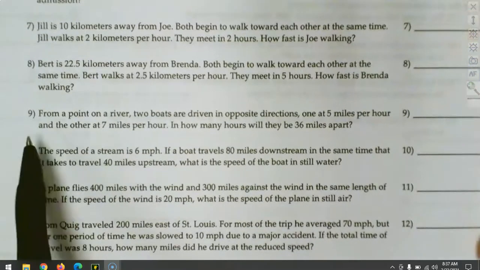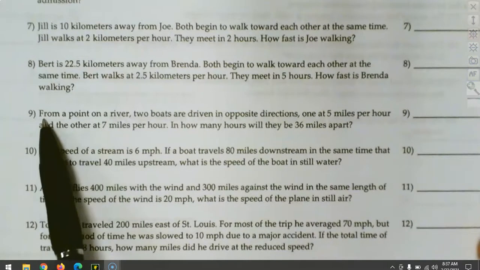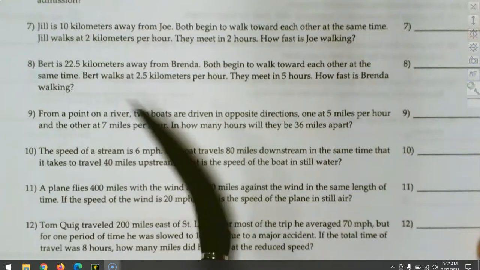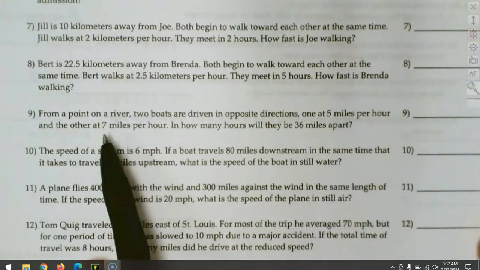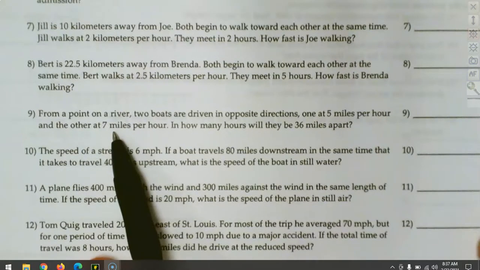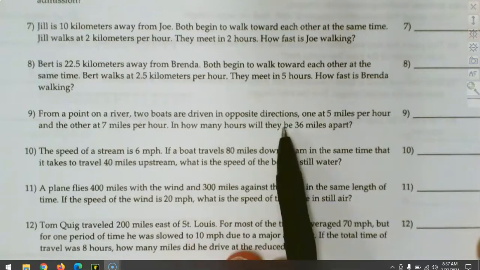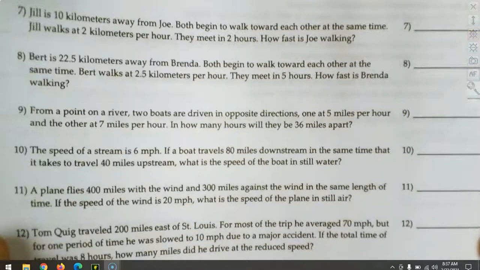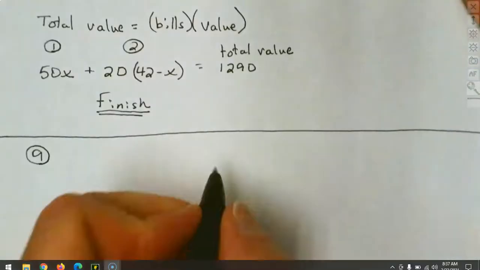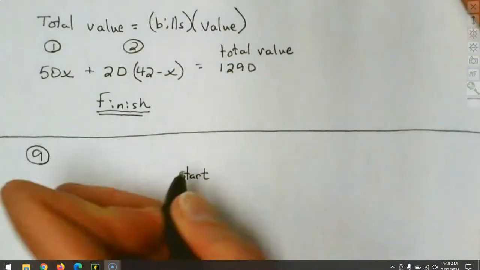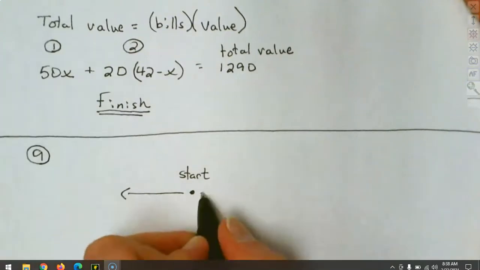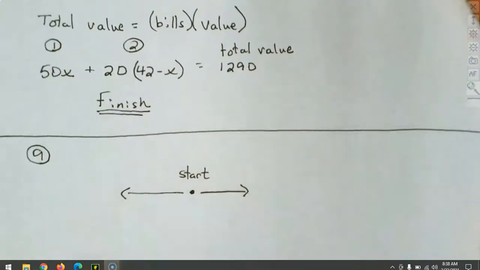So we're looking at a point on the river. So from a point on the river, 2 boats are driven in opposite directions. One's at 5, the other's at 7. In how many hours will they be 36 miles apart? So first, draw our diagram. So we're going to start right here in the middle of this river. They're going in opposite directions. So we'll say one is going east, one is going west.